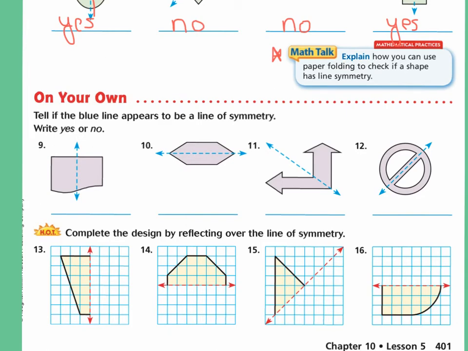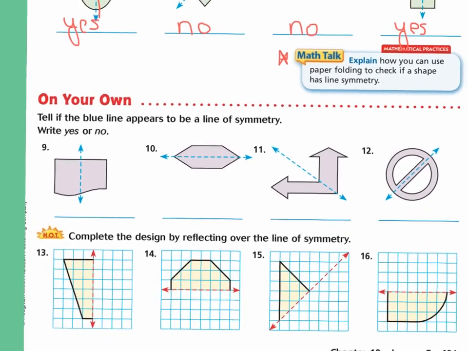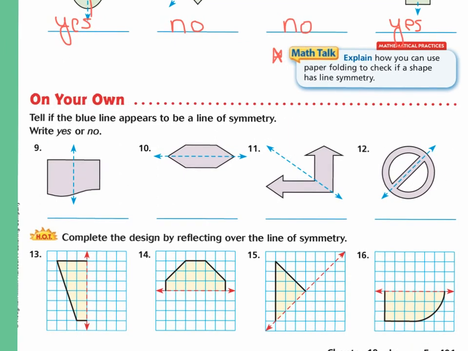Okay, guys, so 9 through 12, you should have answered. Number 9 should be a no. At this little curve right here, they would not match up. It would need to be kind of like a dip right there.